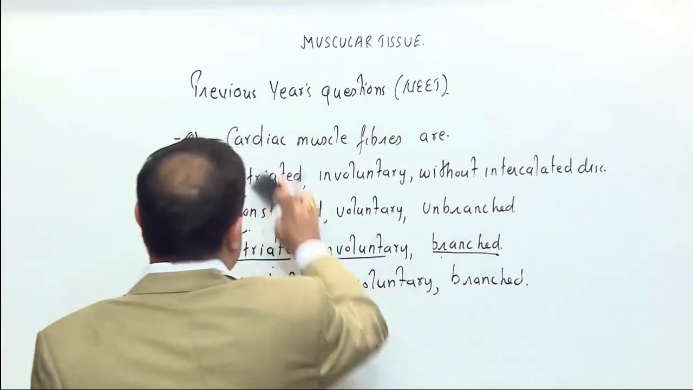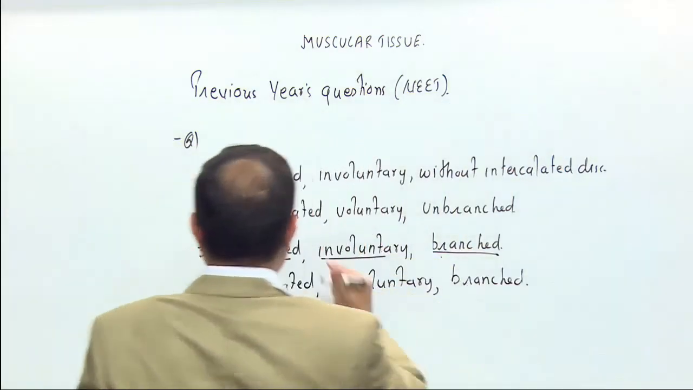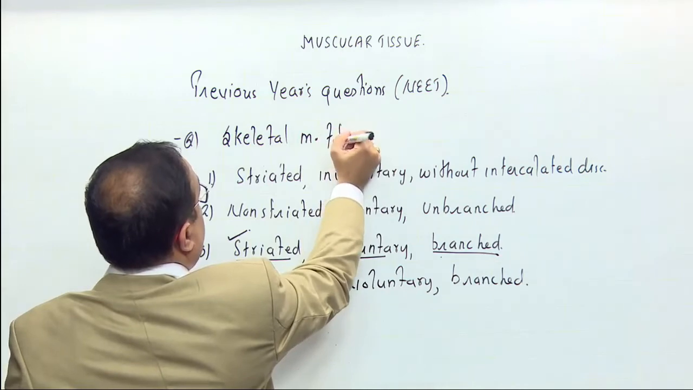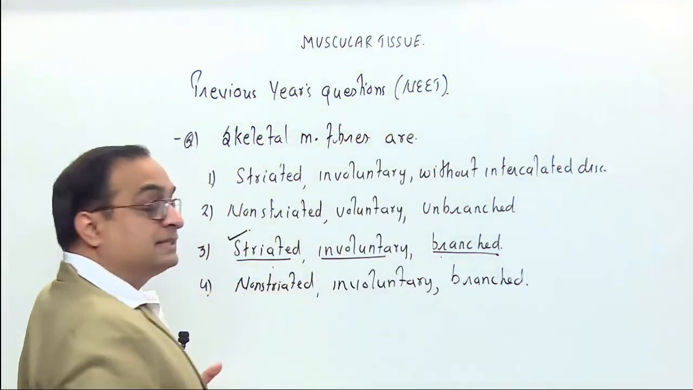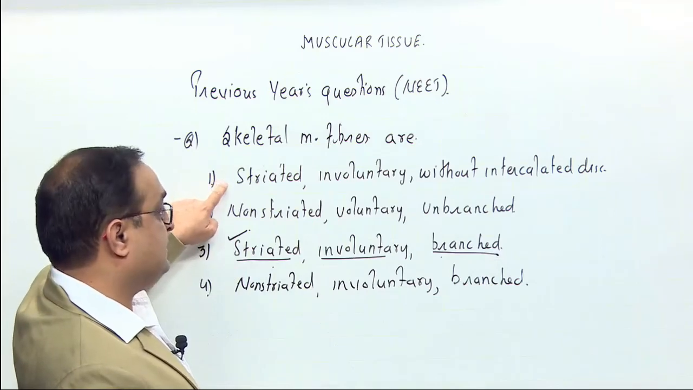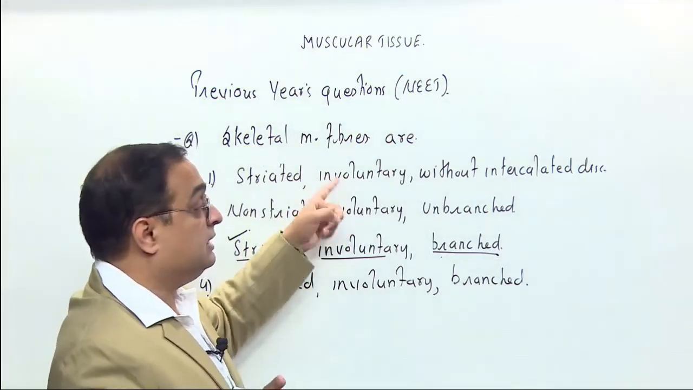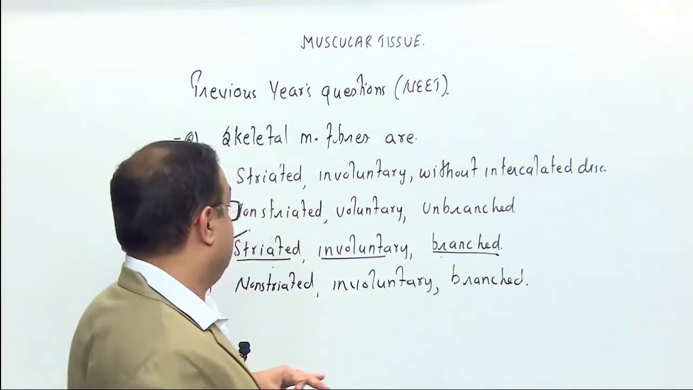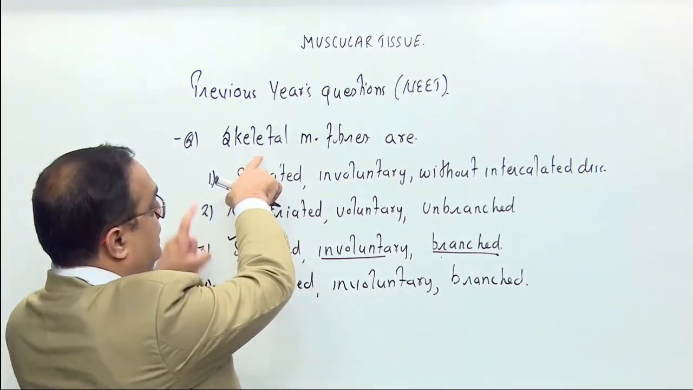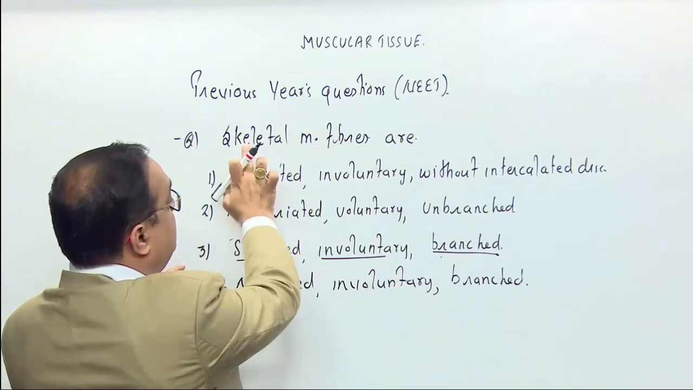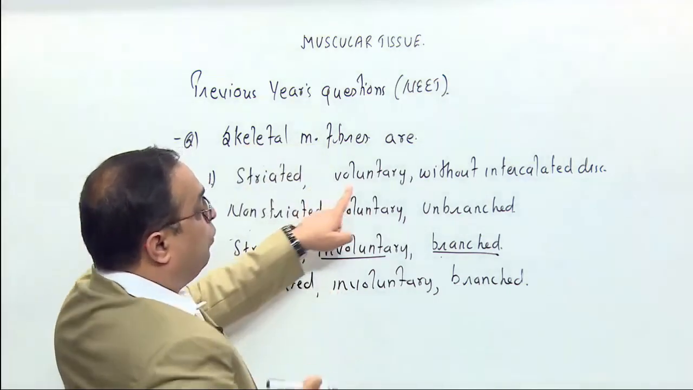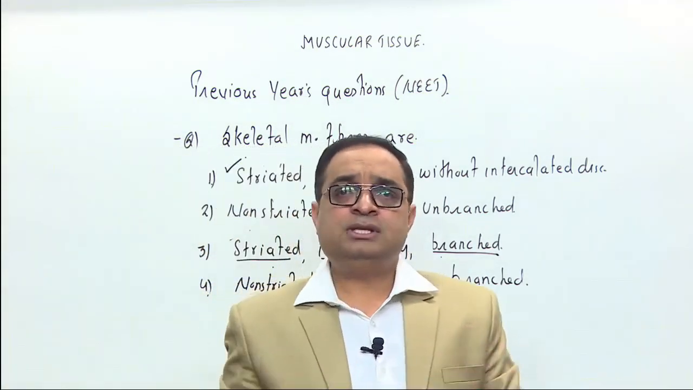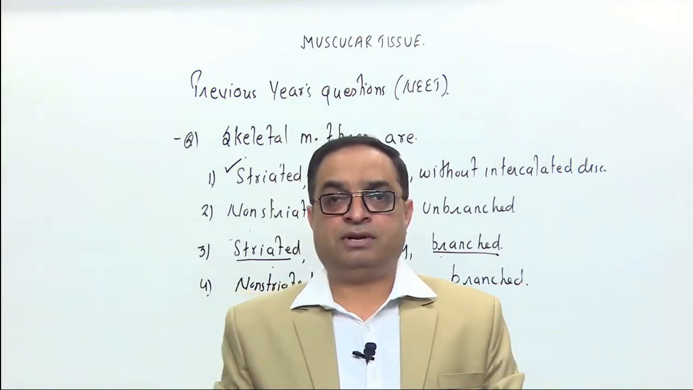Let's see one more question. If it is asked about skeletal muscle fibers, skeletal muscle fibers have striations, that's correct. Skeletal muscle fibers are not involuntary, they are voluntary, and as far as intercalated disc is concerned, they do not have intercalated disc. That means the correct answer for this should be that the skeletal muscle fibers are striated, they are voluntary, and they are without intercalated disc. So those are the kind of questions which you get in the NEET entrance exam.